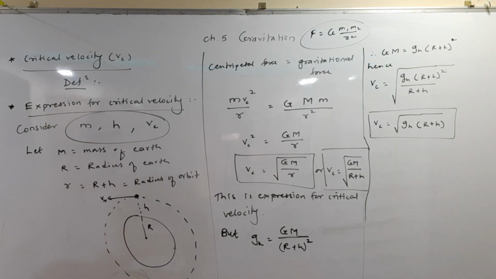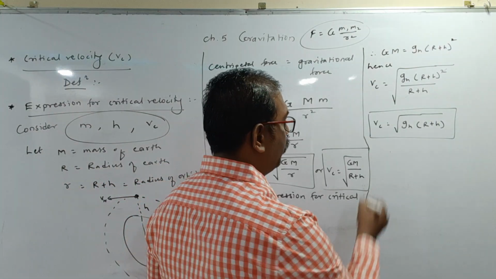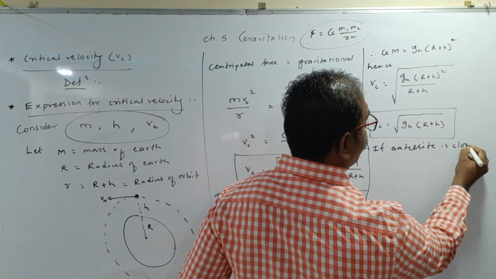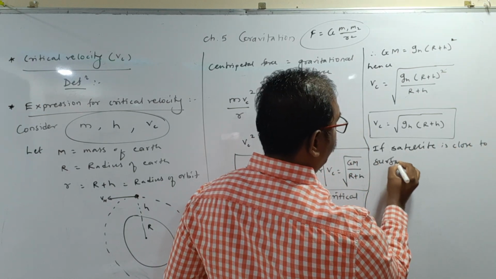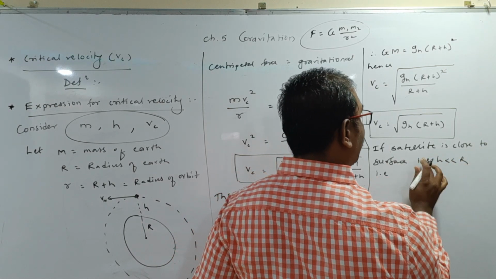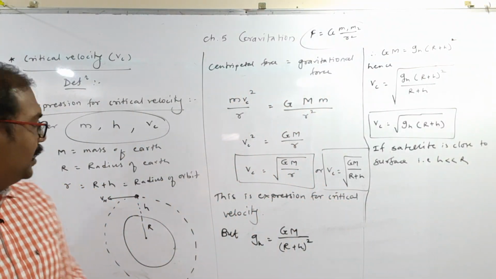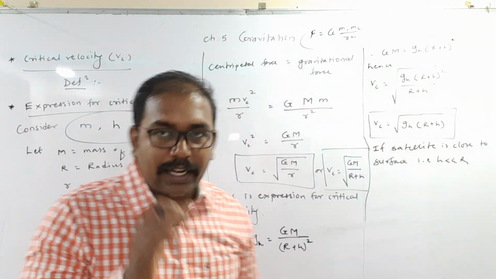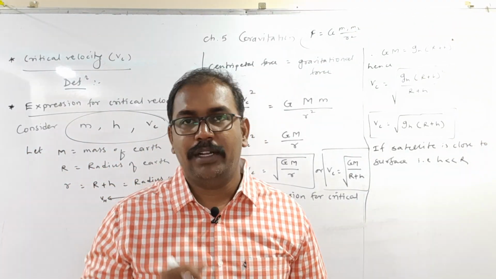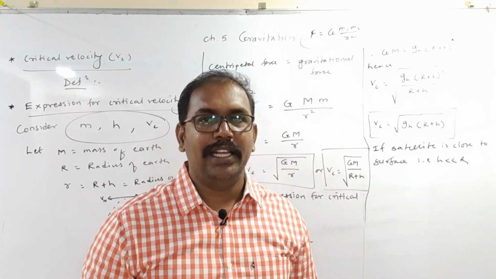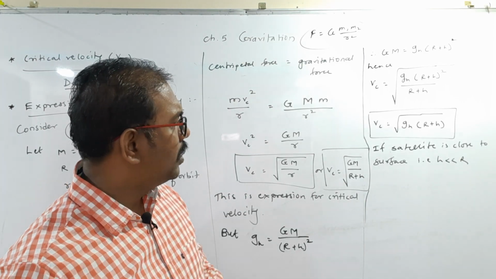Now after that, if the satellite is close to the surface of earth, that is h is very less as compared to r. If the satellite is close, this height is very small as compared to the radius of earth. You know that the radius of earth is 6400 km. And if the satellite is at 100 km from the surface of earth, then this distance is very less as compared to 6400.